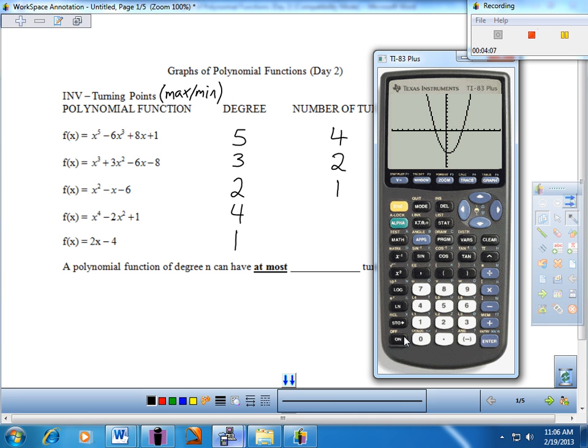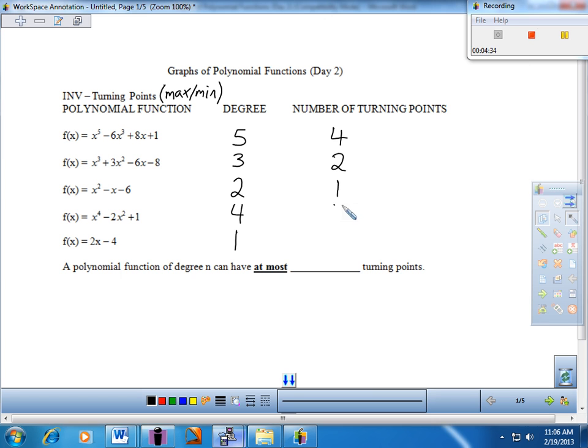Doing nicely here. I'll keep putting these in. X to the 4th minus 2x squared. And how about the plus 1? I'll hit graph again. Not the best window there, just use your imagination, but are you seeing a min, a max, and a min? Hopefully everyone's all right with that. So 1, 2, 3 turning points in this one.